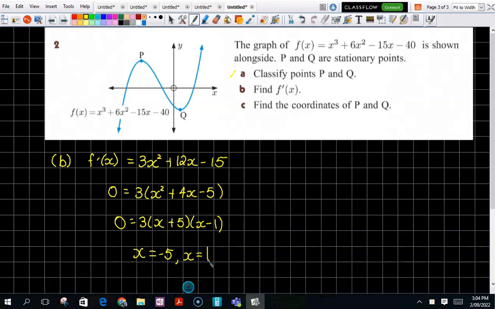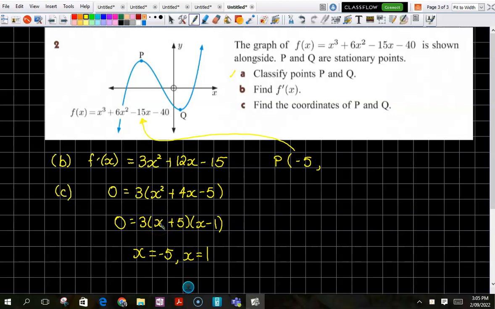Oh, so that's B. I'm now rolling into C over here because it says find the coordinates of P and Q. Right, so because they're stationary points, I have to find them. So I already know that for P, x is going to be minus 5. How do I find the y value? Put the x value into that one. Why is it negative 5? Because I've factorised the derivative. I'm solving for when it equals 0.